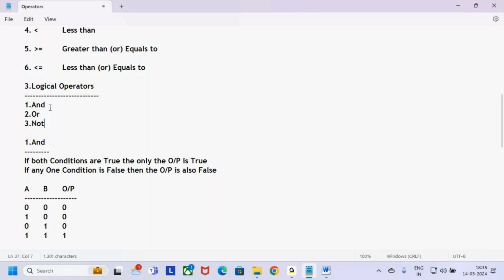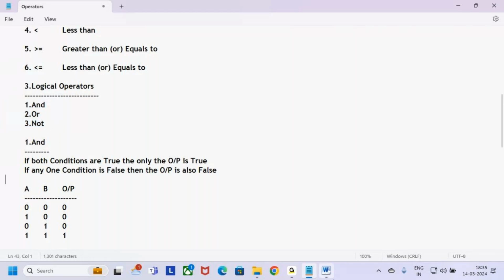Now, whatever we discussed here, the AND, OR and NOT, now let me go to the Word document and explain in which scenarios we can use them, guys. Let me discuss that now. Let me go to this Word document.